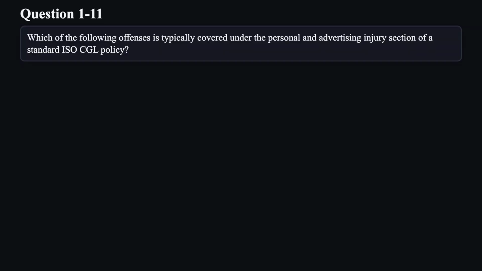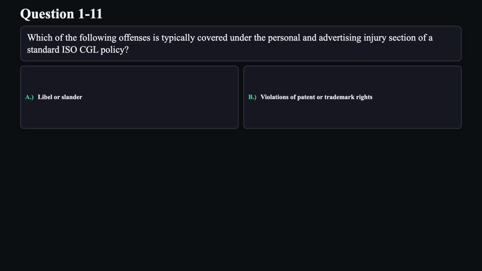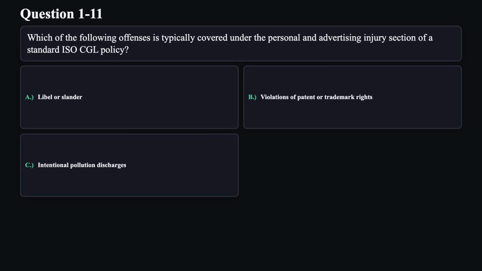Question 11. Which of the following offenses is typically covered under the personal and advertising injury section of a standard ISO CGL policy? A. Libel or slander. B. Violations of patent or trademark rights. C. Intentional pollution discharges. D.